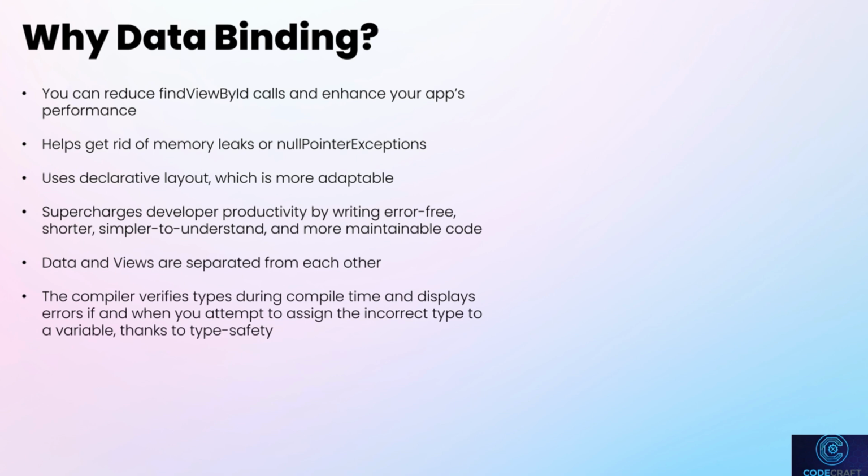The compiler verifies types during compile time and displays errors when you attempt to assign the incorrect type to a variable, thanks to type safety.